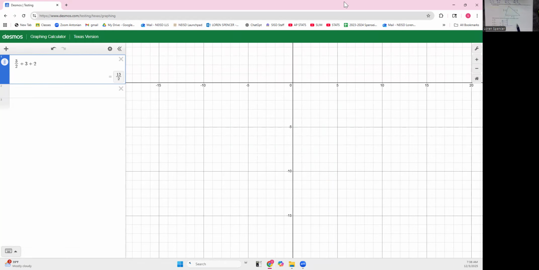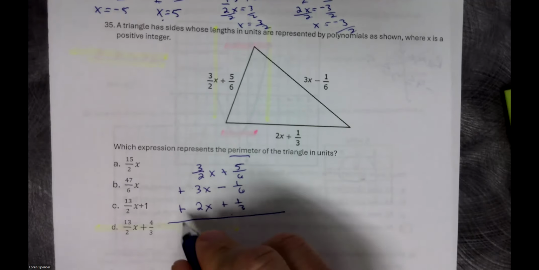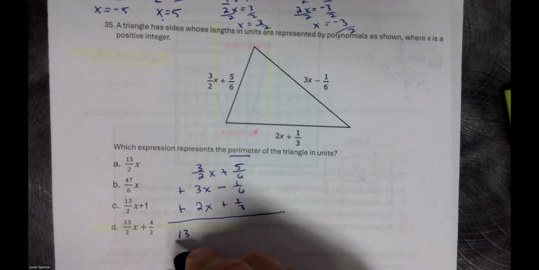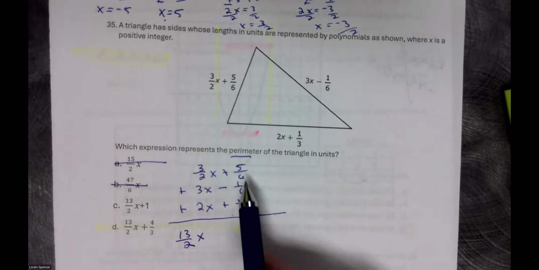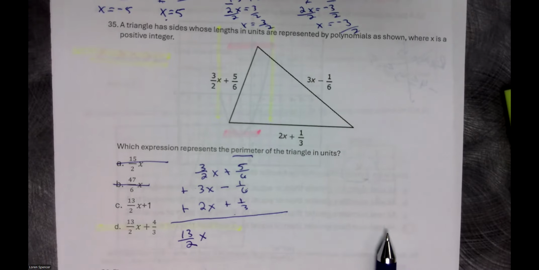Come back to my screen real quickly. We added those up and we got 13 halves x. Well, if we did everything right, that should get rid of those two answers. Now we need to add up the 5 sixths, then minus 1 sixth, and a positive 1/3. So I'm going to go back up to Desmos and do that.